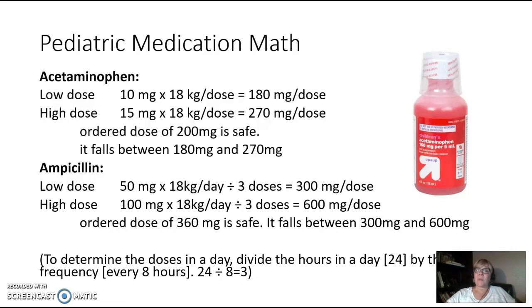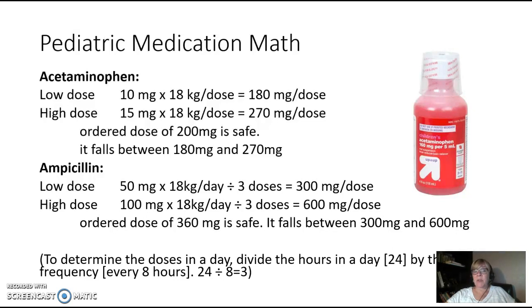For ampicillin, we're going to look up, it tells us to give between 50 and 100 milligrams per kilo per day. Again, we're going to plug in this child's 18 kilos. So 50 times 18 is how much we want in a day. We're giving 3 doses, so we're going to divide that total into the 3 doses. So divide it by 3 gives us 300. 100 milligrams times the weight, which is 18, divided into 3 doses is 600.